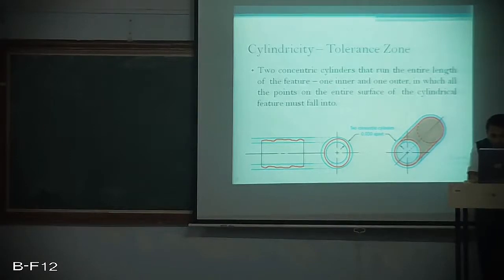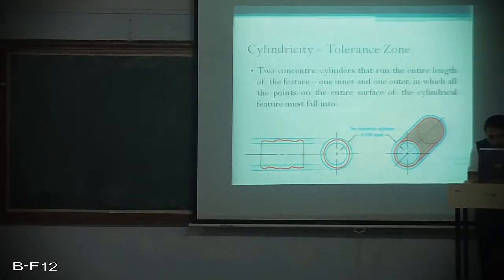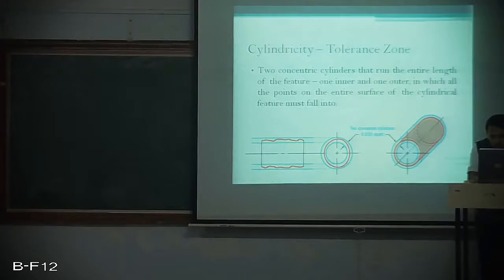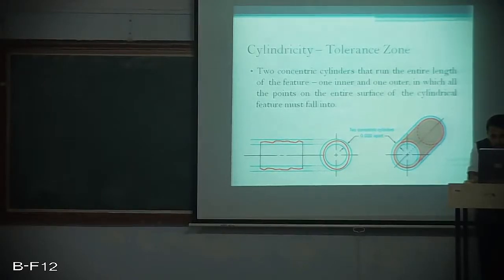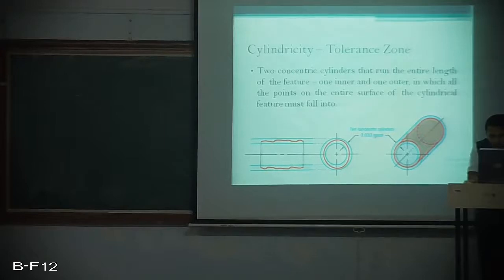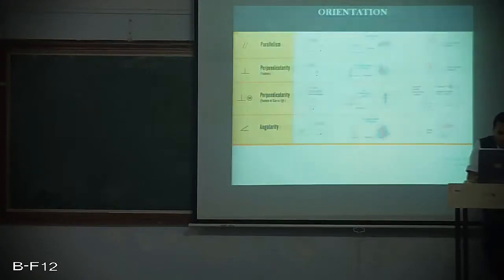If you look at it in 3D, this will be the variation which is represented by the red line, and the two concentric cylinders, one above and one below, represent the tolerance zone, and the part has to be manufactured well within this tolerance zone, then only it is accepted or else it is rejected.